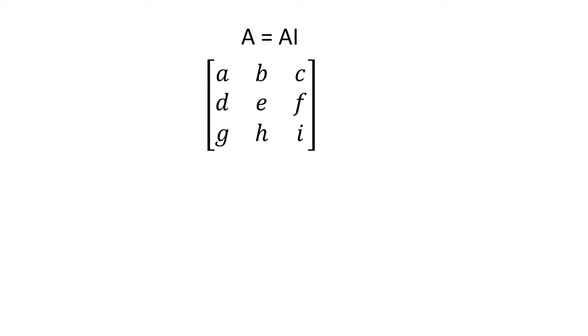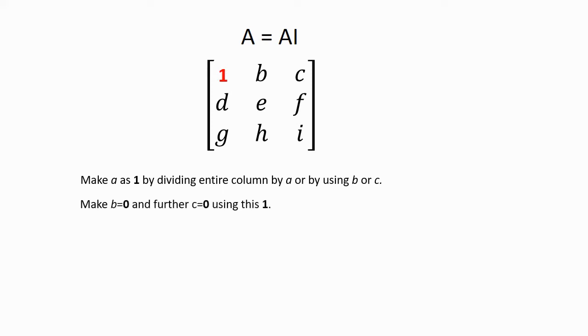So the first step will be to convert A into 1. This we will do either by using B or C, or we will divide the entire first column by A, either way. Once we have done that, A will be equal to 1. Further, we will make B and C equal to 0 by using this 1.